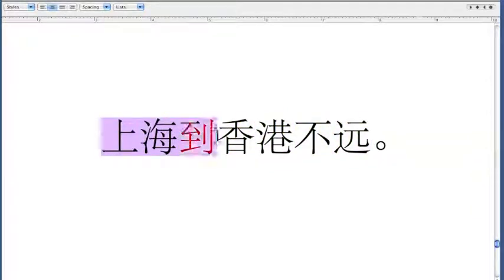上海到香港不远. We were saying before that this character has a knife on the right side and this character zhi on the left side. Sometimes in formal Chinese, in very formal writing, they'll take off the knife part and it'll just be a zhi. Shanghai zhi 香港不远. But in normal everyday writing we'll use dao and not zhi. 上海到香港不远.